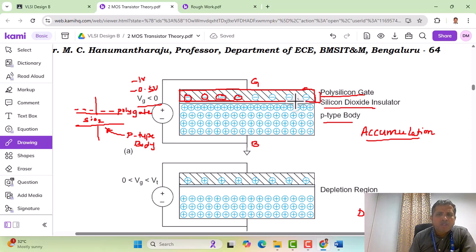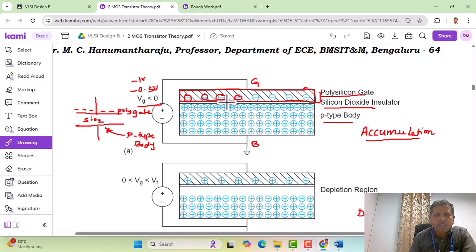So therefore the holes have been accumulated below the silicon dioxide, and therefore it is called accumulation mode. As we applied a negative voltage, positive charges have been accumulated below the silicon dioxide surface here. As you can see, a larger number of charges has been accumulated here. So this mode of operation is called accumulation mode. Okay, and this mode is of no use for the NMOS transistor.